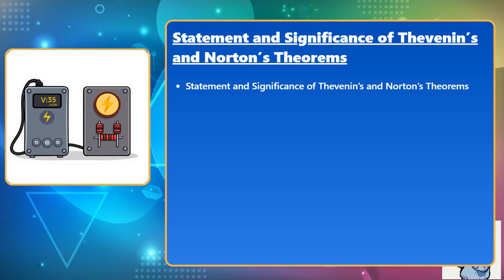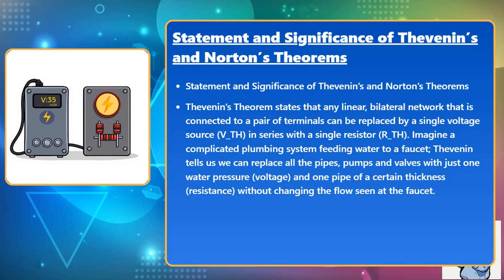Statement and significance of Thevenin's and Norton's theorems. Thevenin's theorem states that any linear bilateral network that is connected to a pair of terminals can be replaced by a single voltage source V sub Th in series with a single resistor R sub Th.